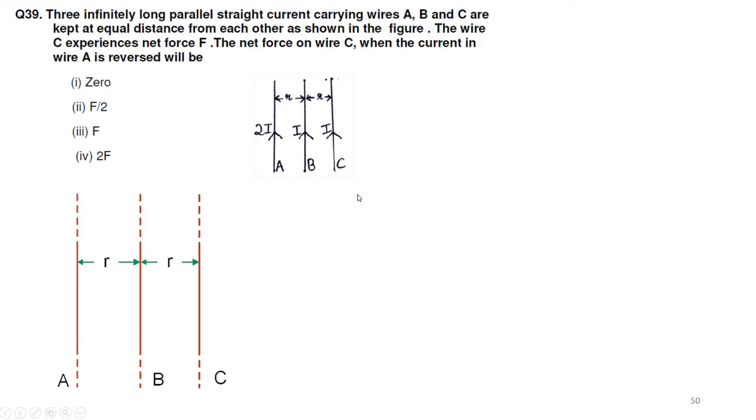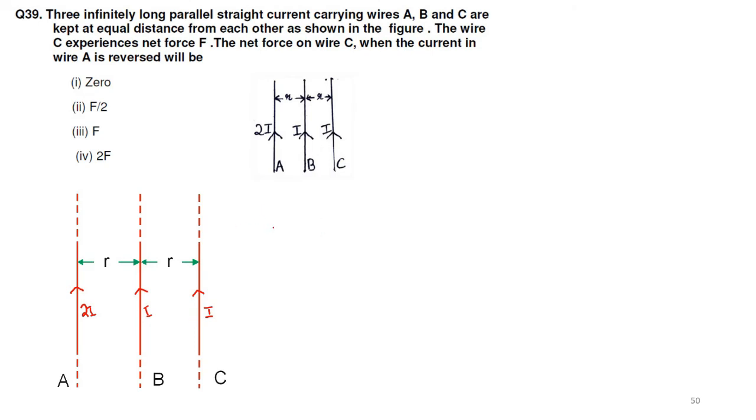Now we will see how to find out the net force on C in each case. In the first case, the currents are in the same direction, say like this. Current here in this is 2I, in this is I, in this is also I.